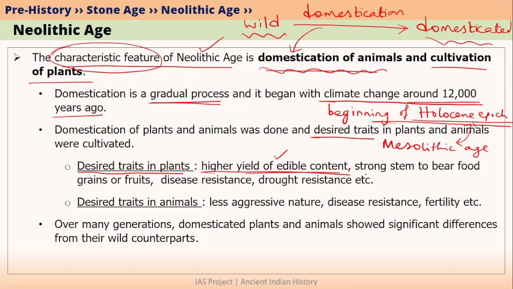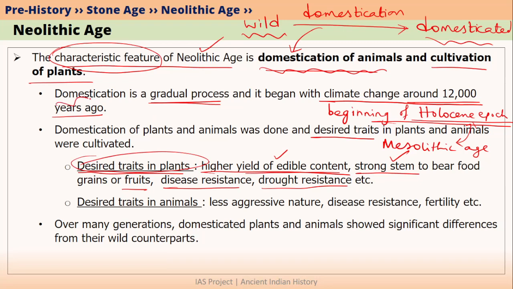Similarly, if we talk about food grains, strong stem plants were selected because if the stem was strong, it would be able to bear the food grains. If the stem was weak, it won't be able to bear the food grains. It would just buckle under the load of the food grains and the food grains would be damaged. Another important trait which was appreciated in the plants was disease resistance as well as drought resistance. So these were the desired traits in plants which were exploited by Neolithic age people for the purpose of domestication.